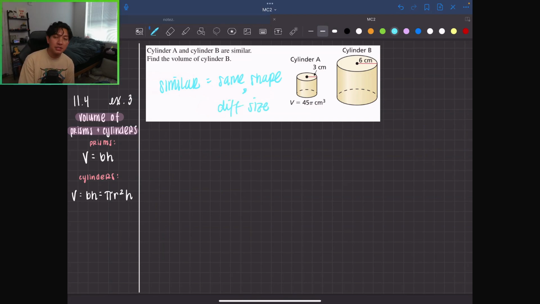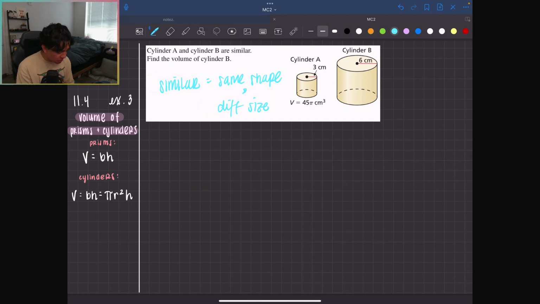As long as we are able to find out what a scale factor is, it can be helpful in finding out more about the shape, or if it's an enlargement or a reduction. If we're working with 3D shapes, there's a couple of extra steps that we need to take here, okay? So it is stated that cylinder A and cylinder B are similar. Find the volume of cylinder B.